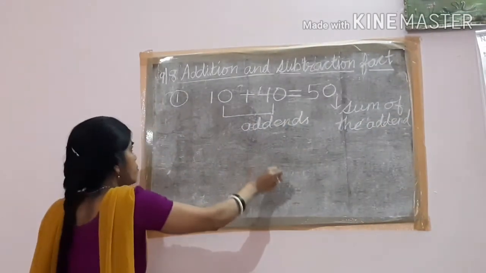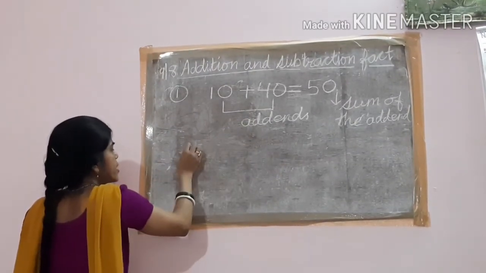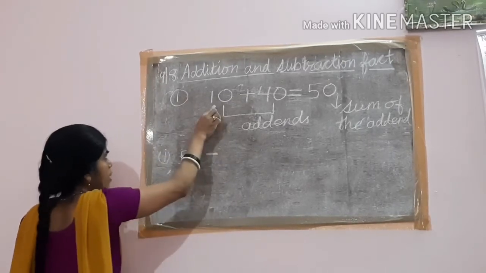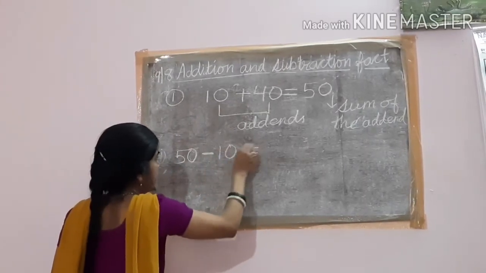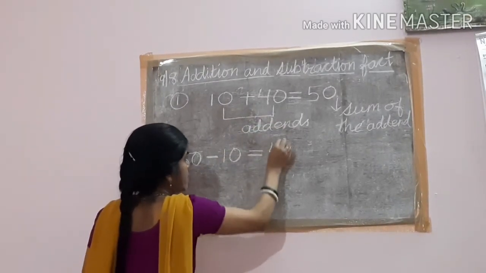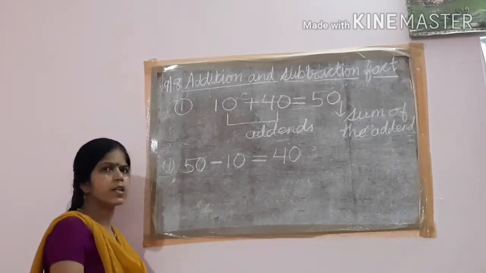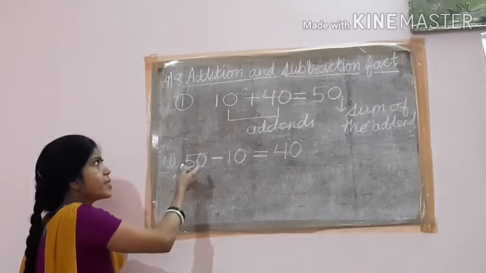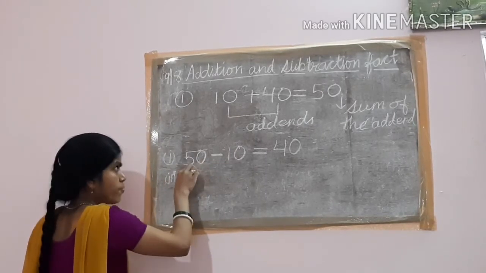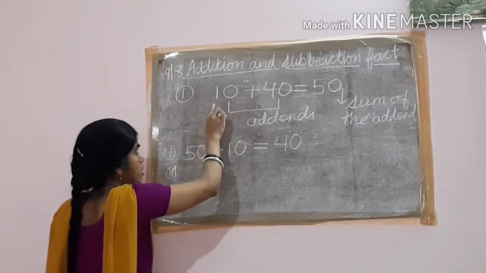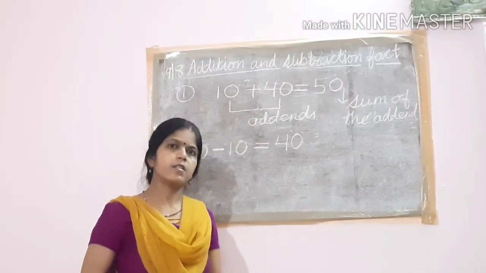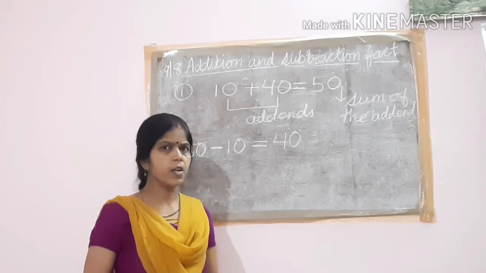Suppose the sum of the addends is 50, and then you are going to subtract this 10, then you will get the other addend. That is what is given here, 40. So simple now, children. So what is missing, that addend you have to write. Now the second subtraction fact. This 50 will remain the same, because whether you add 10 plus 40 or 40 plus 10, the sum is only 50.